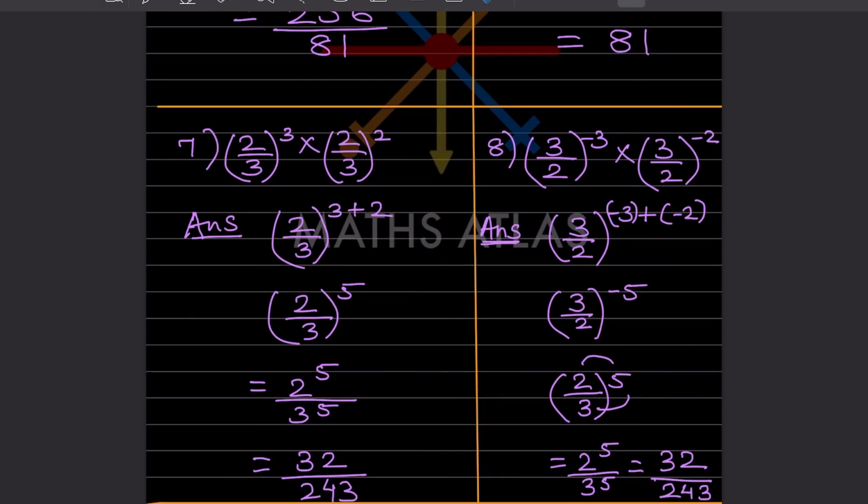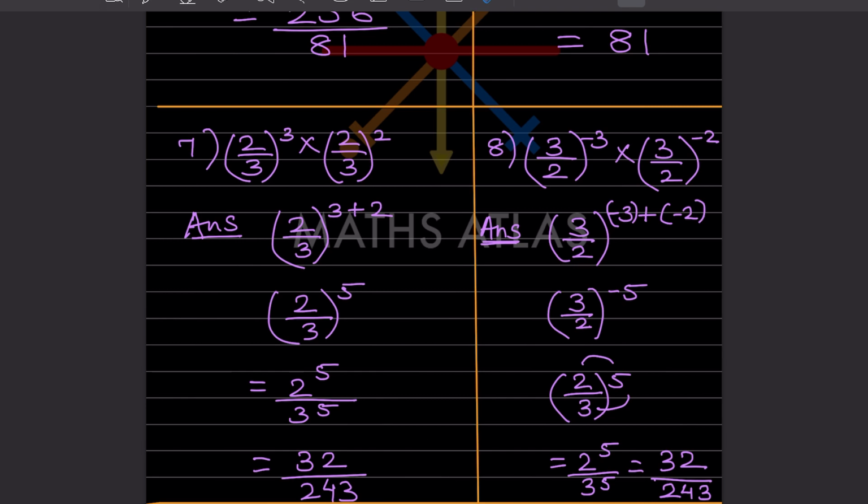Now look at here. The base is 2 by 3 here, and here also 2 by 3. When the base is the same, you know the formula: a raised to m into a raised to n is a raised to m plus n. So you are going to add the exponents. That will be 3 by 2, the base will remain the same, and the exponent will be 5. That means you are going to multiply this into this into this. So 2, when you multiply 5 times, you will get 32. 3, when you multiply 5 times, you get 243. That is 3 into 3 into 3 into 3 into 3. You will get 243.